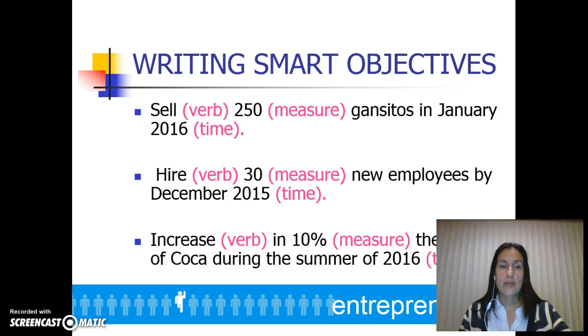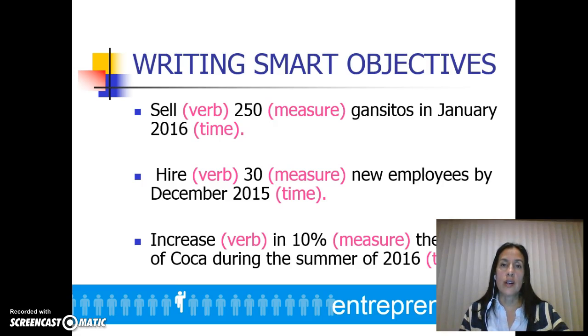Or increase, that's another action, that's a verb, in 10%, so you're going to be able to measure that, the sales of Coca during the summer of 2016. So again, you have the characteristics that you need to include in an objective for it to be SMART. They are specific. You understand what you have to do. They are measurable. They are also action oriented. You have a verb in each of them.